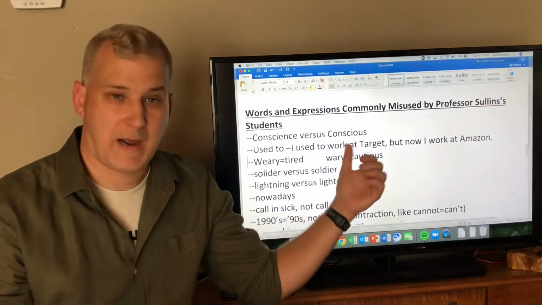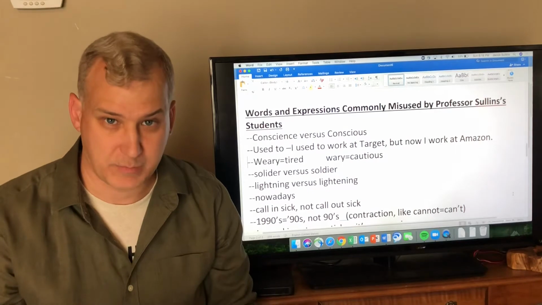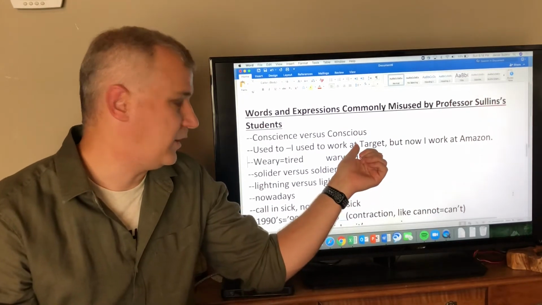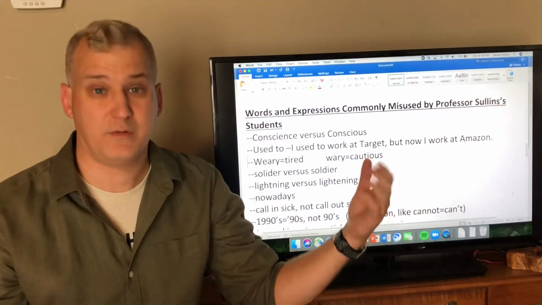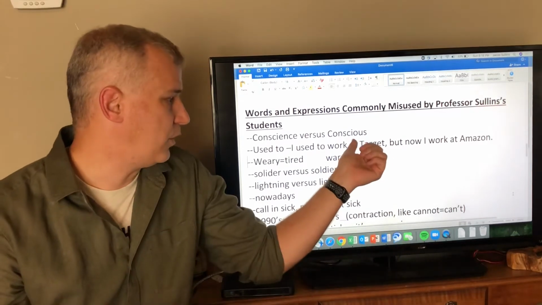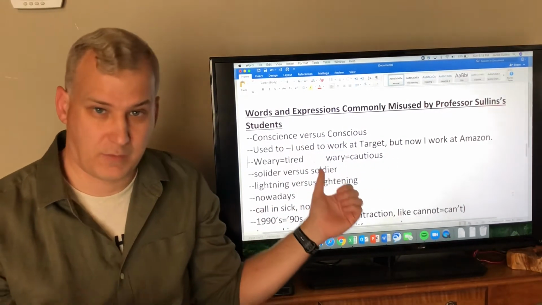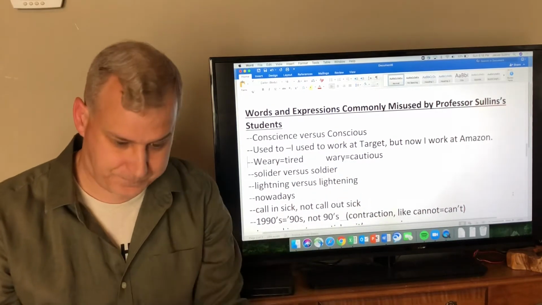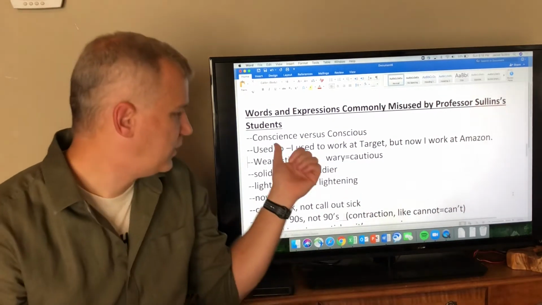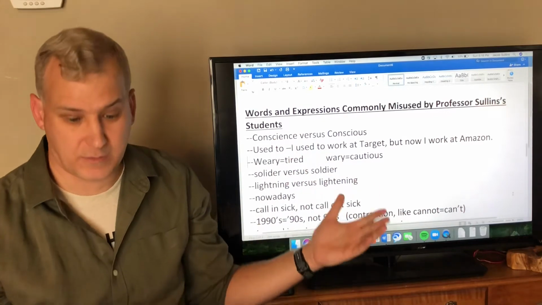Conscious means you are not in a coma or not asleep. Conscious is the opposite of unconscious. If you're unconscious, you're asleep or in a coma. Conscious means you are awake and alert. Conscience is your moral or ethical sense of right or wrong. Your conscience tells you not to steal.